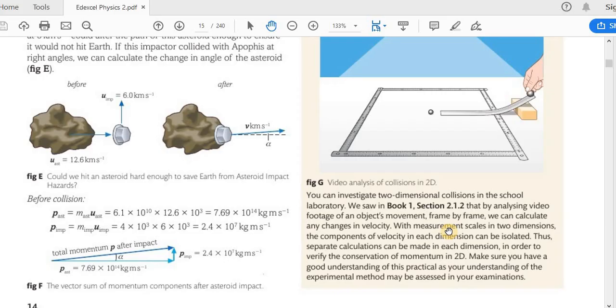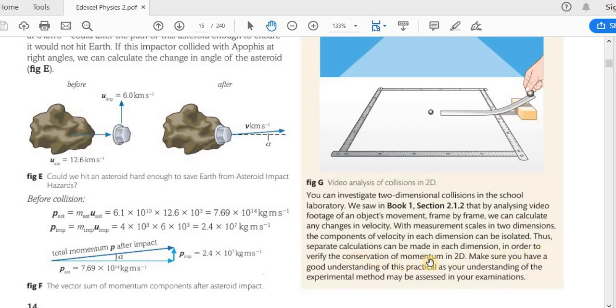So if the distance between the images is increasing, that means the object is accelerating. If it's decreasing, it's decelerating. If the distance between the images is the same, that means it's moving with constant velocity. We can calculate any changes in velocity with measurement scales in 2 dimensions. The components of the velocity in each dimension can be isolated. Thus, separate calculations can be made in each dimension.